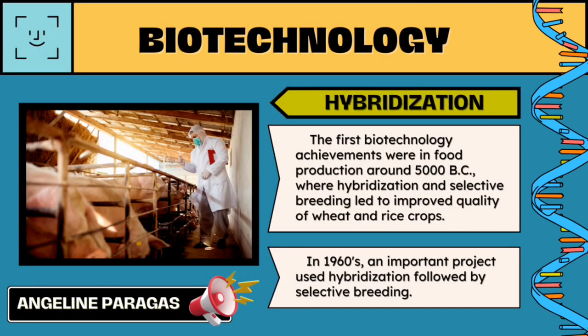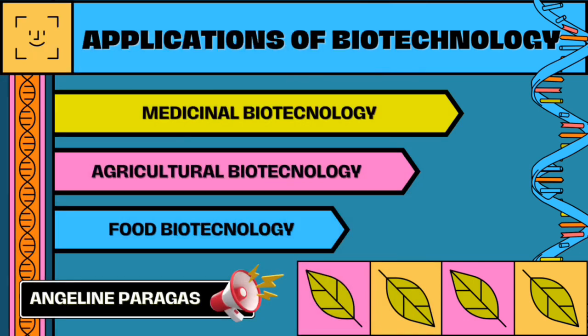The first achievements in biotechnology were in food production, occurring about 5000 BC. Diverse strains of plants or animals were hybridized or crossed to produce greater genetic variety. Repeated cycles of selective breeding produced many present-day food production programs. In the 1960s, an important project used hybridization followed by selective breeding to increase food production and quality of wheat and rice crops. Applications of biotechnology.